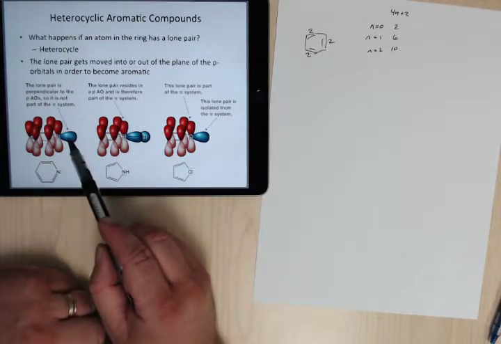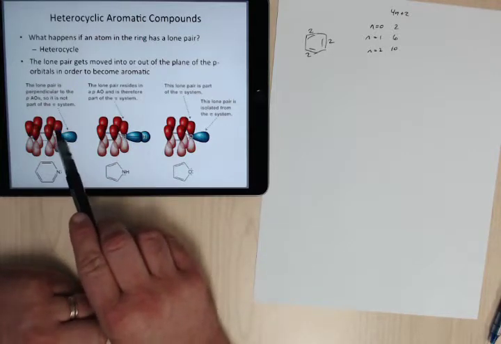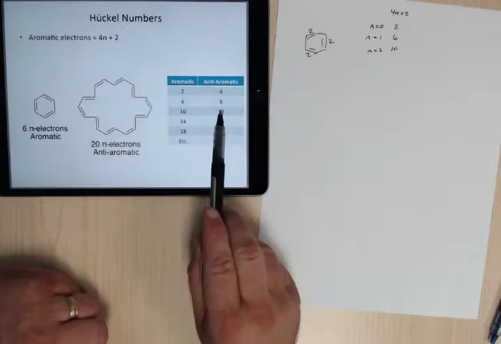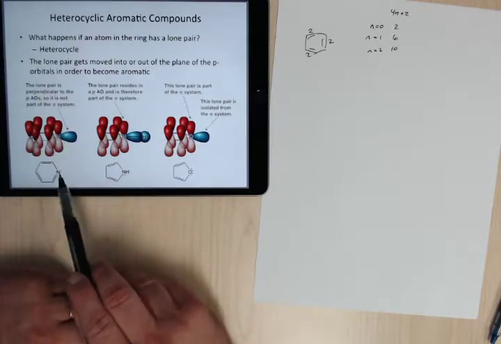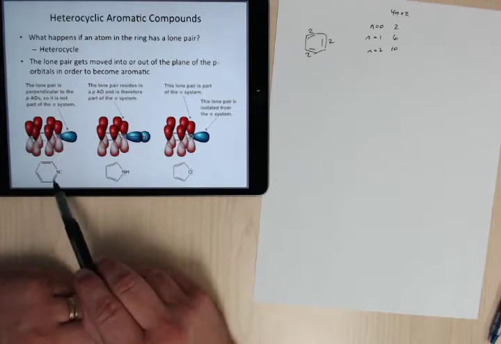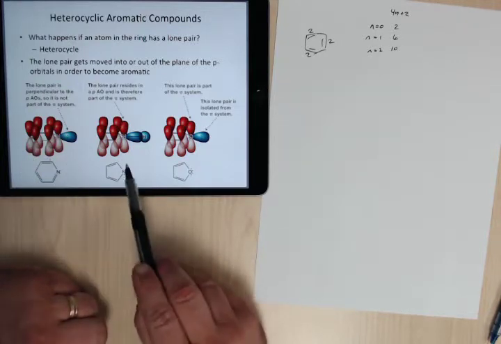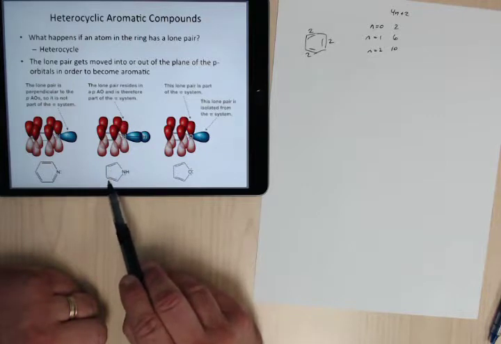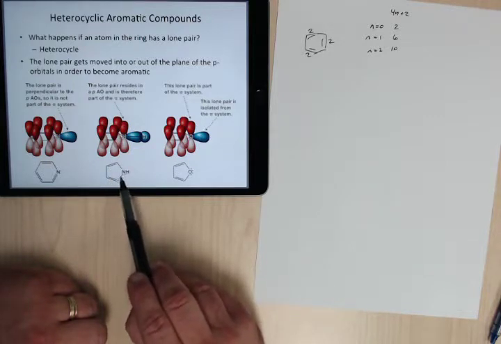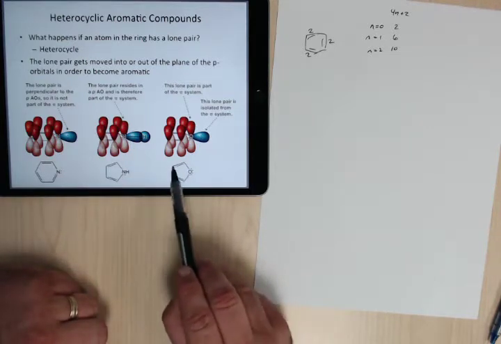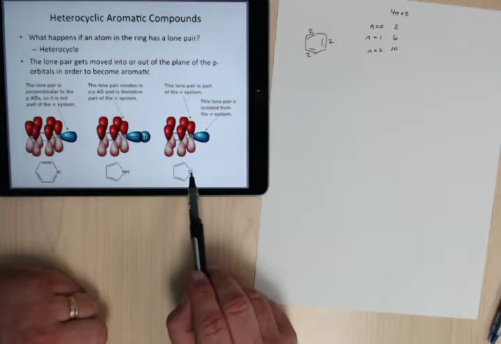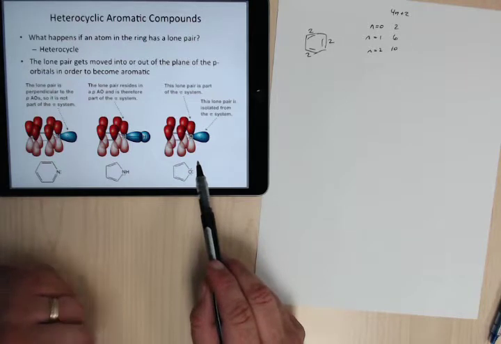So for here, 2, 4, 6, and if you count the lone pair, that would be 8. But the nitrogen comes out here, so that would end up being 8, which would be anti-aromatic. But if it just shifts that out of the plane, it's like it's not even there, and so we just have 2, 4, 6, aromatic. Here, 2, 4, but if it puts these lone pairs in the system, now it's aromatic. And then here, with the furan, 2, 4, and it only puts one set in to make it 6. Therefore, it's aromatic.